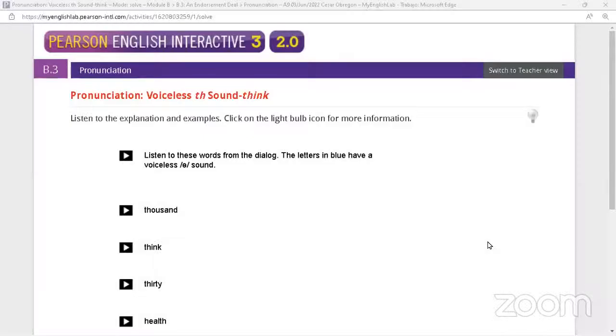So the voiceless TH sound, think. Listen to these words from the dialogue. The letters in blue have a voiceless sound.